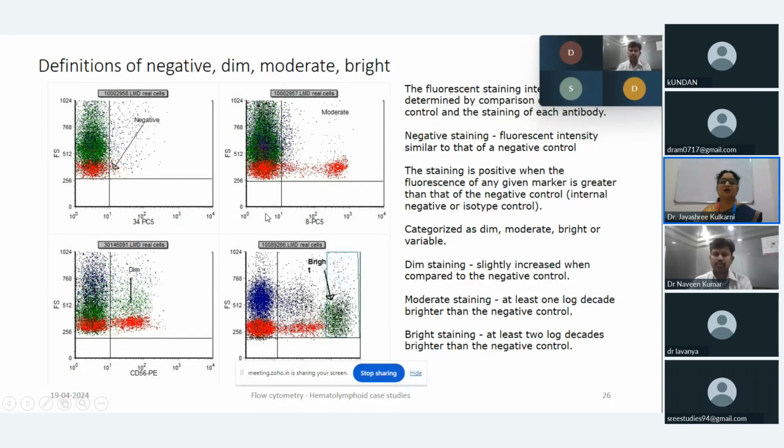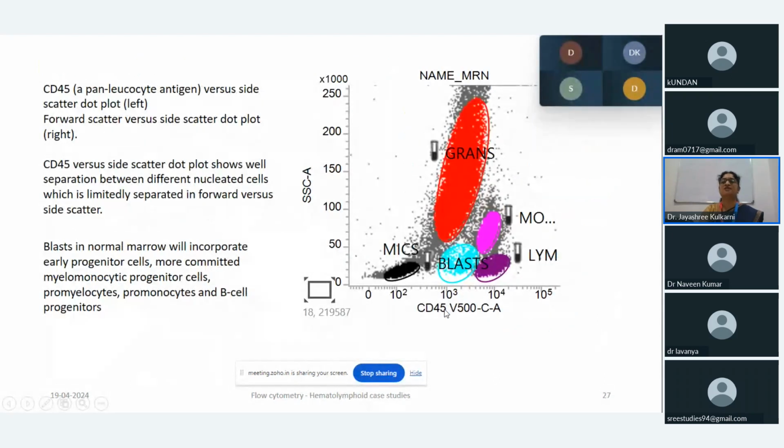Now, what is log? So as you can see here, it starts from 10 raised to 0 to 10 raised to 1, 2, 3, 4. Each one is 1 log. Okay. So if I am considering this cluster, I can say it is 2 log. So it's a moderate. Whereas this has gone beyond that. So I say this is a bright expression. All this is very relative. And as we go on to see our actual cases, we'll come across this.